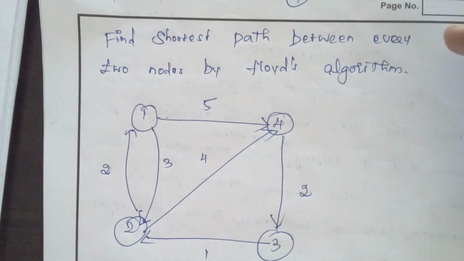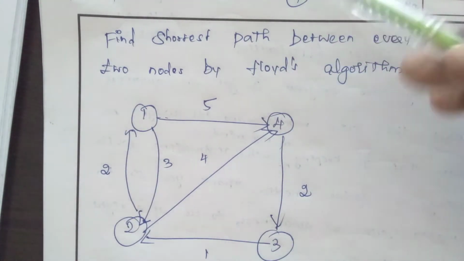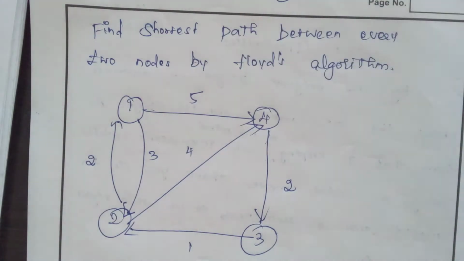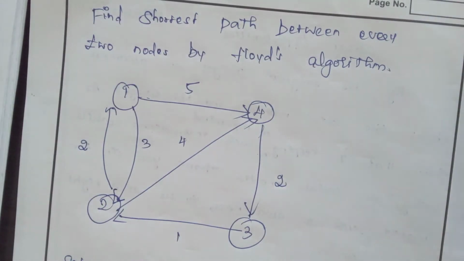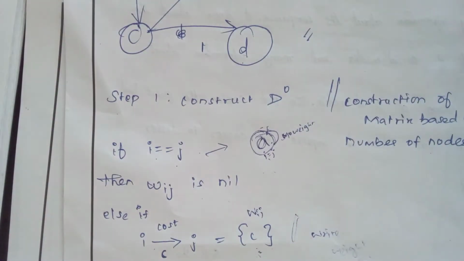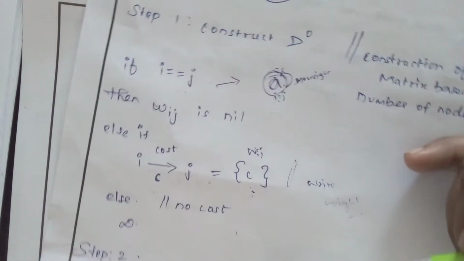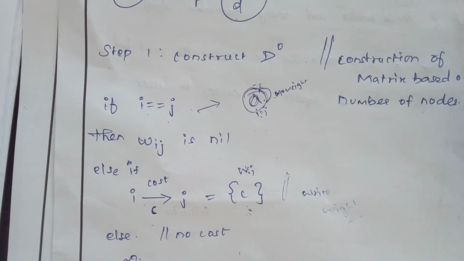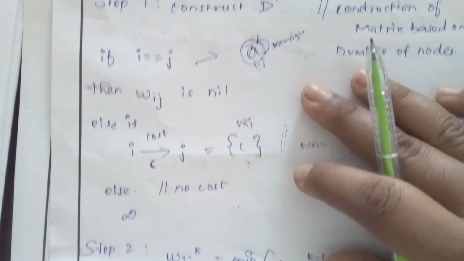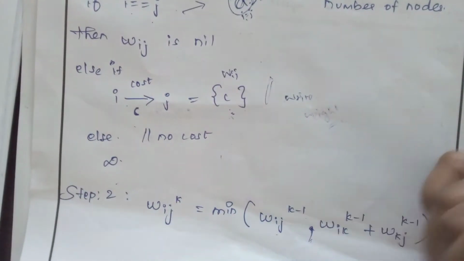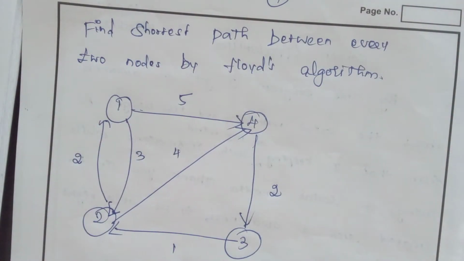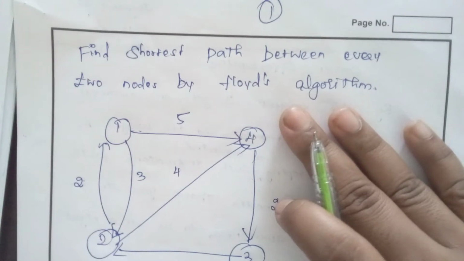If they ask for Floyd's algorithm, you have to write that it is an all pairs shortest path problem. You have to write these steps, and this step is very important. First write what Floyd's algorithm is: it is also known as the all pairs shortest path problem. It has two steps, construction of the matrix and finding the weights. Write it like that, and then you can explain with your problem.